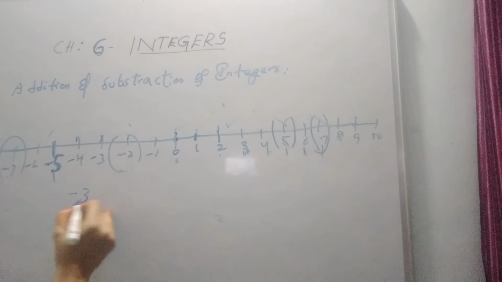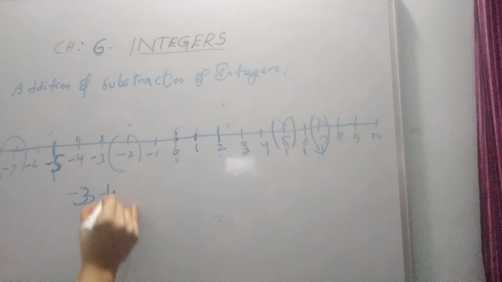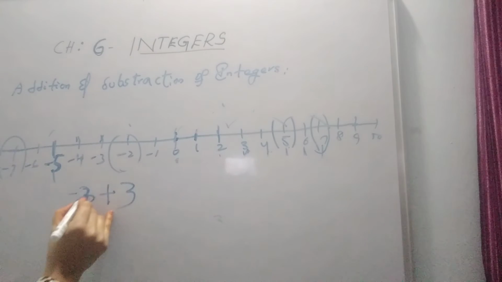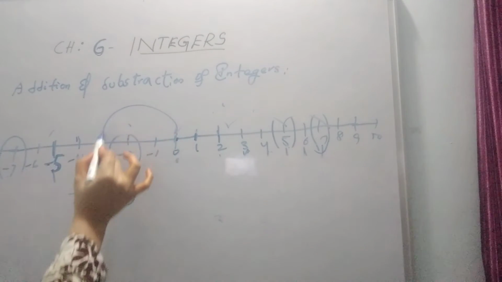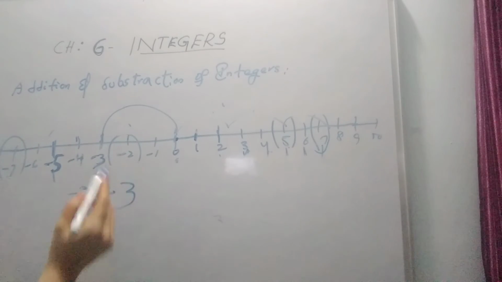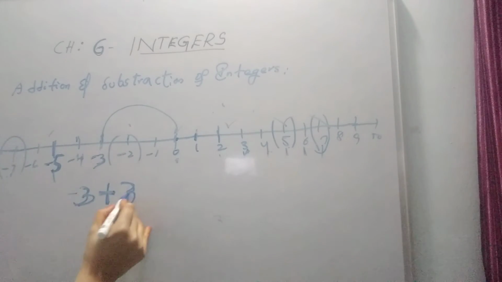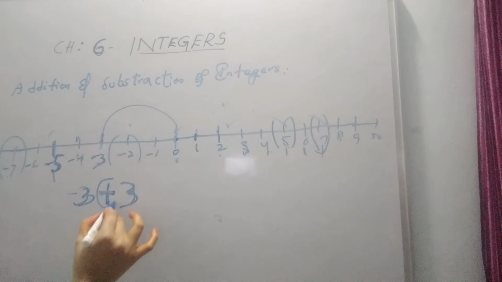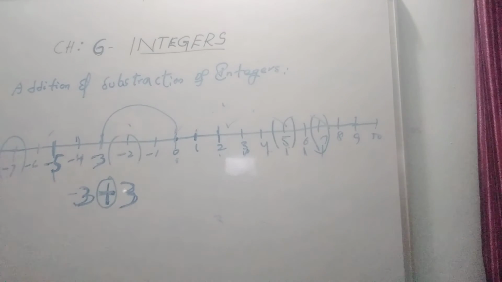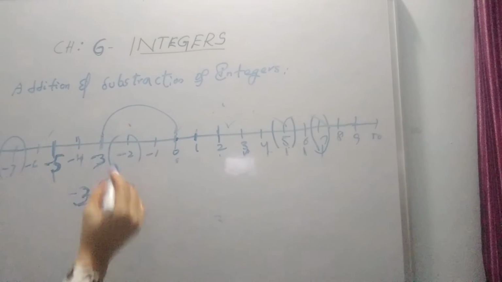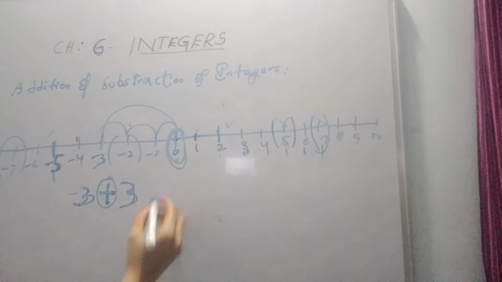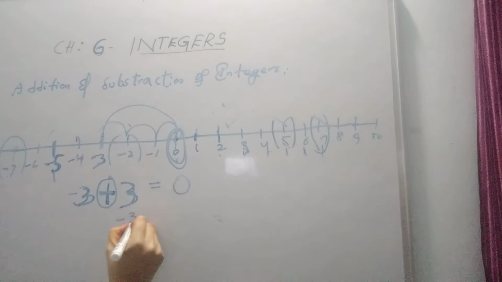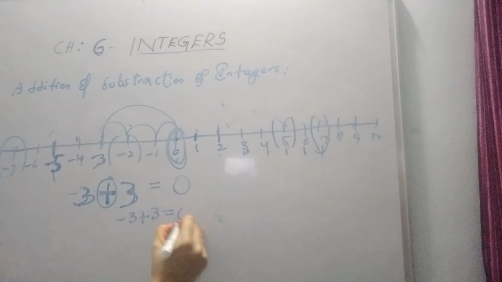Minus 3 and plus 3. First of all, we have to jump and reach minus 3, and then do plus 3. That means 3 jumps. Here the positive symbol comes, so we have to jump to the right side. So 1, 2, 3. What do we get here? 0. That means minus 3 plus 3 equals 0.